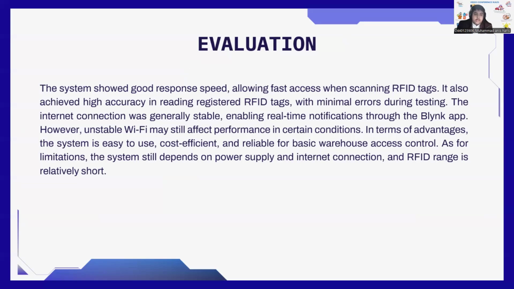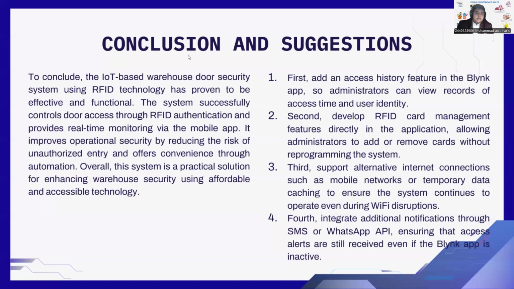It also achieves high accuracy, reading registered RFID tags with minimal errors during testing. The internet connection was generally stable, enabling real-time notification through the Blynk app. However, unstable Wi-Fi may still affect the performance in certain conditions. In terms of advantages, the system is easy to use, cost-efficient, and reliable for basic warehouse access control. As for limitations, the system still depends on power supply and internet connection, and the RFID range is relatively short.